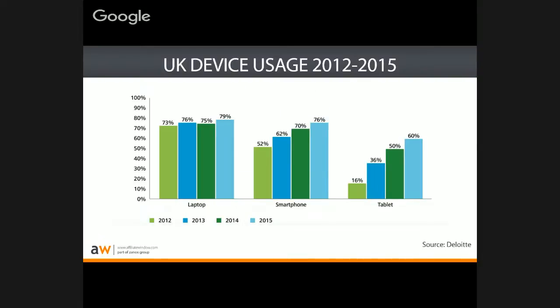You can't talk about cross-device tracking and the need for it without talking about device usage in the UK. It was looking at these studies from Deloitte that they bring out every year that really hit home to us that cross-device tracking was needed, and that's the proliferation of smartphone and tablet usage throughout the UK. This is UK device usage by type over the last 4 years. One of the key things to note is that laptop usage has remained pretty static over the last 4 years, while smartphone and particularly tablet usage has absolutely exploded.